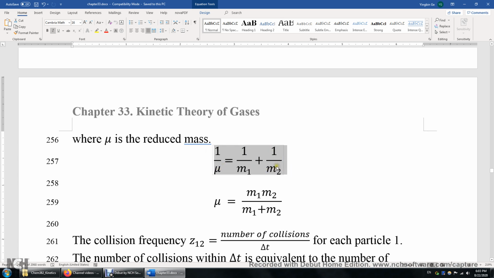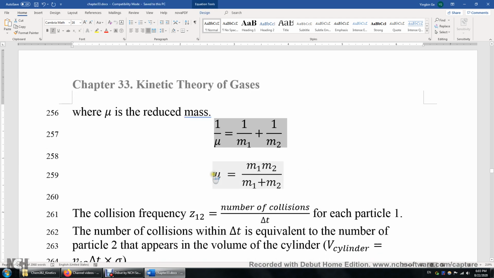By looking at this equation, if m1 is much greater than m2, then mu is approximately equal to m2. Why? Because if m1 is much greater than m2, then the reciprocal of m1 is negligible. And therefore, mu is approximately equal to m2. We can rearrange this equation to get mu is equal to m1 m2 over m1 plus m2.